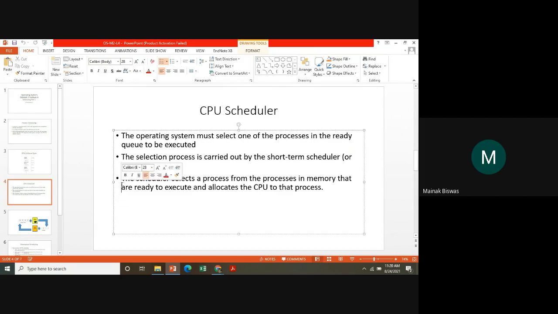The scheduler selects a process from the processes in memory that are ready to execute, and allocates the CPU to that process. Means if the CPU is idle, it allocates one. It selects a process as per the scheduling algorithm, and puts it on the CPU to use it. Understood this one?